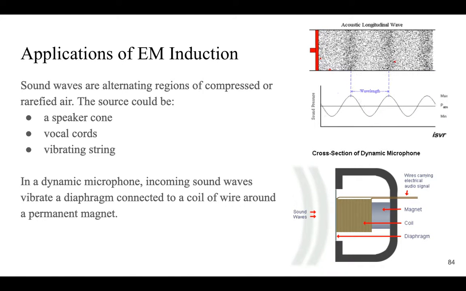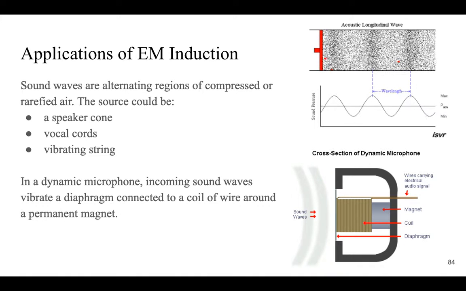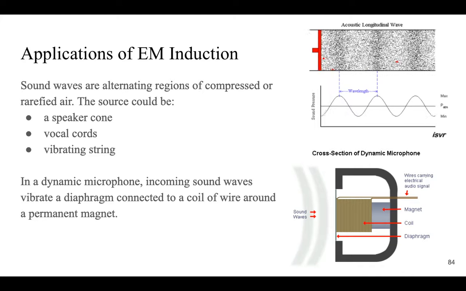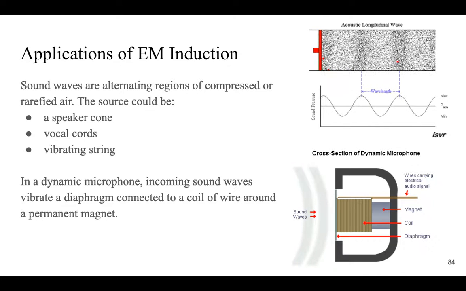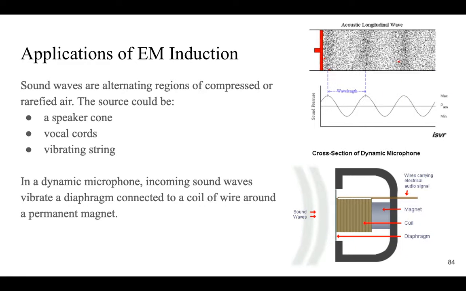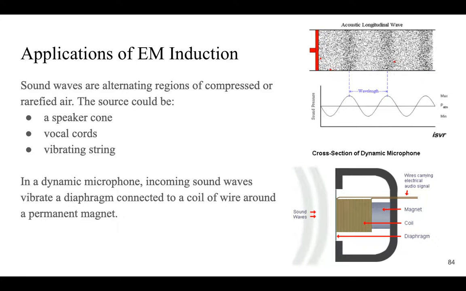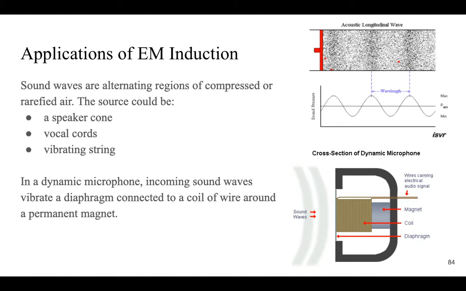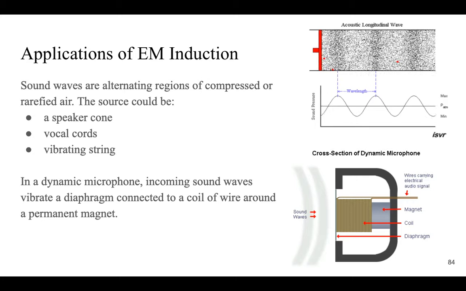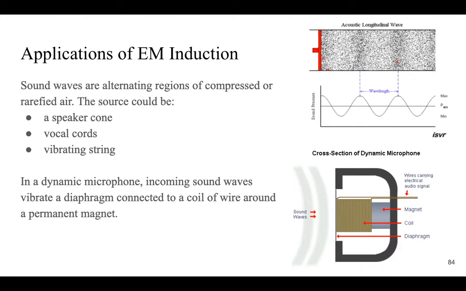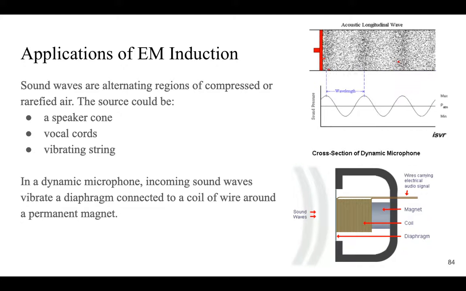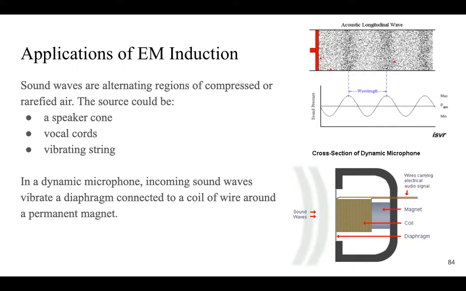But the microphone I'm using right now is a dynamic microphone. So induction is used to make a dynamic microphone work. So we didn't get to sound because this year went a little off track. But sound waves are alternating regions of compressed or rarefied air. So compression or rarefaction, we would say. Lots of different things can create those waves of compressed or rarefied air. It could be a speaker cone. If you're listening to music from a speaker, or even in your headphones, it's basically a little tiny speaker.